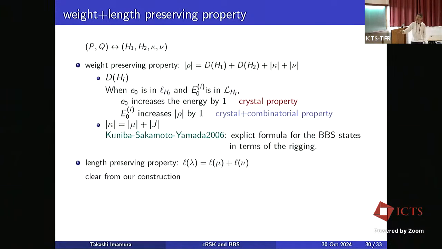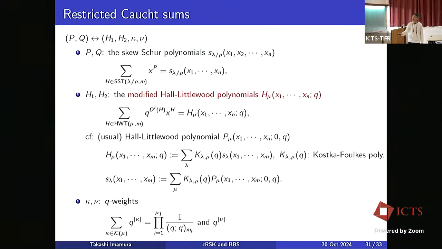Oh, sorry. We know that there is a nice formula by Kuniba, Sakamoto and Yamada, which is the explicit formula for the BBS state in terms of the rigging. By using this, using these properties, we can get this weight preserving property like this. And the length preserving property is rather trivial. So I quickly explained this.